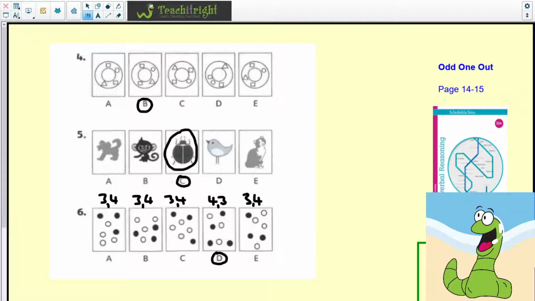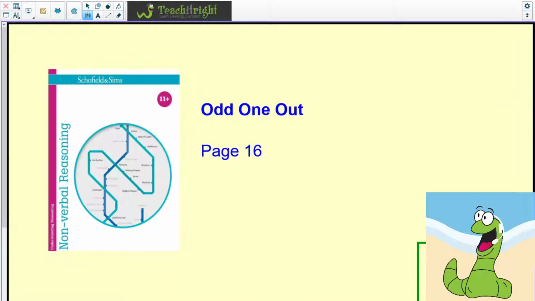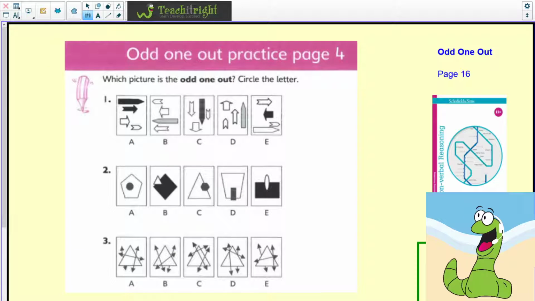Well done on those. We're now going to move on, I think, to the last section of odd ones out. And we're going to go and have a look at page 16 now for the odd ones out questions. So let's go and have a look at those, and we'll be able to work out, hopefully, what the answers are.